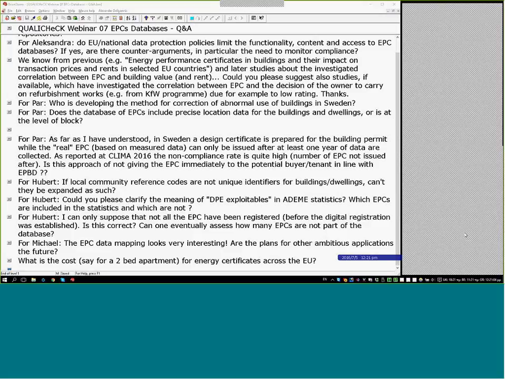Okay, thank you very much. The next question is for Michael. The EPC data mapping looks very interesting. Are there plans for other ambitious applications in the future?